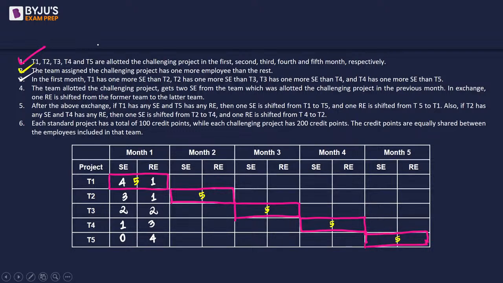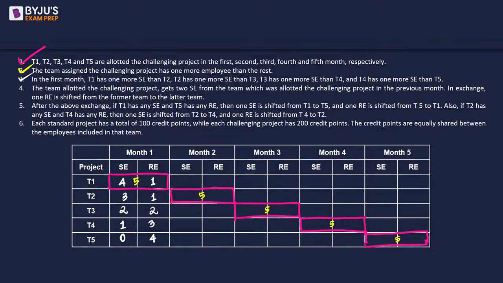Now the team allotted the challenging project gets 2 SE from the team which was allotted the challenging project in the previous month. So what it says is, the moment the challenging project moves from T1 to T2, from first month to second month, 2 SE from there move to the next month. Okay. In exchange, 1 RE is shifted from the former team to the latter team. So this 1 will go here, but in its place 2 will come. Right? So we are going to have some shifting that is going to happen.